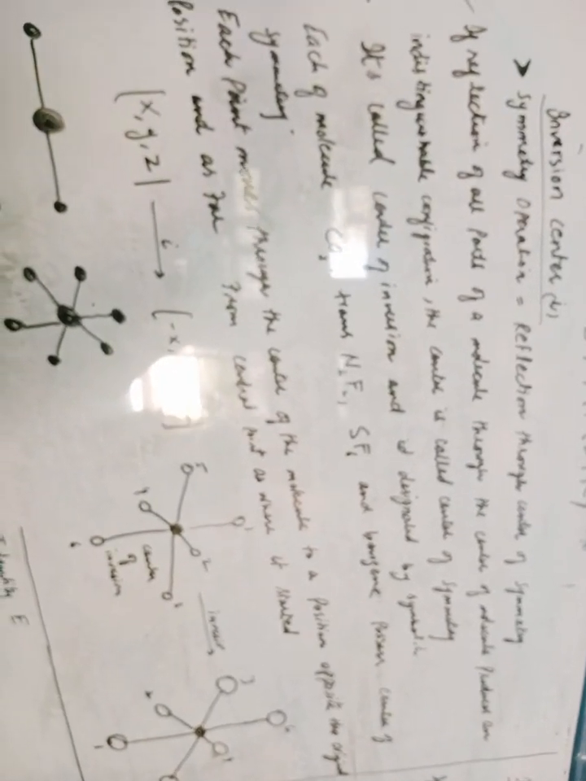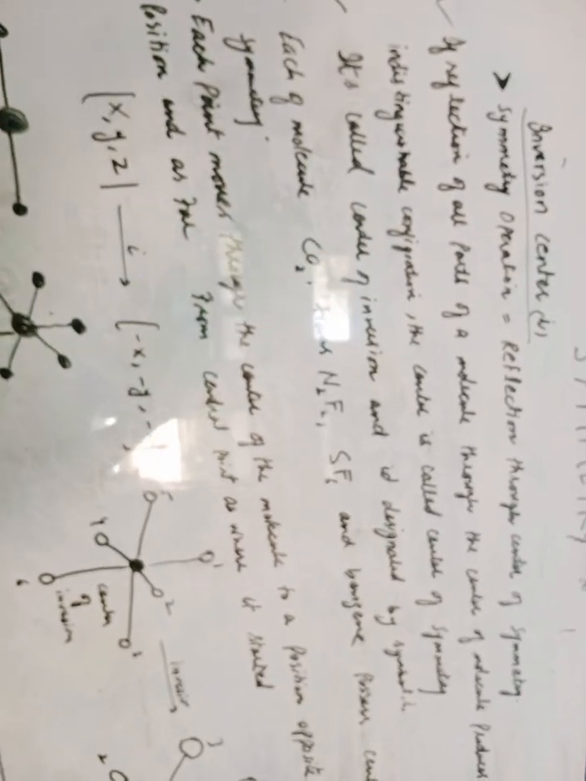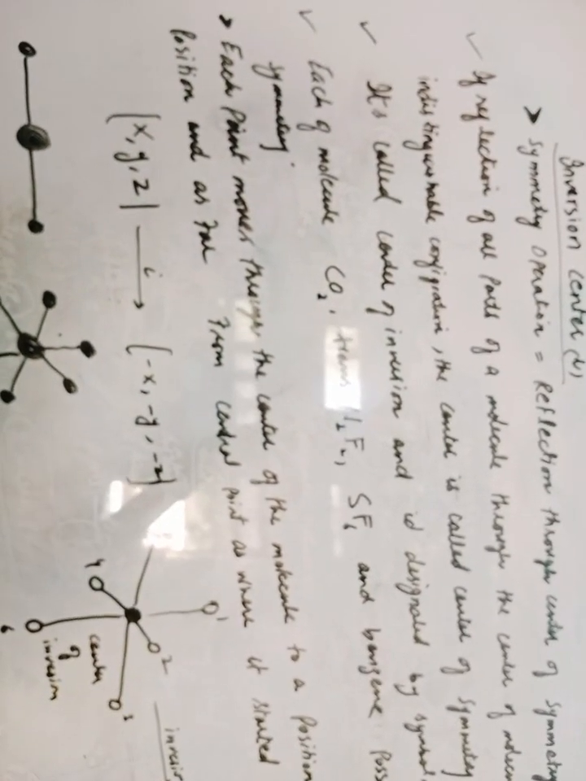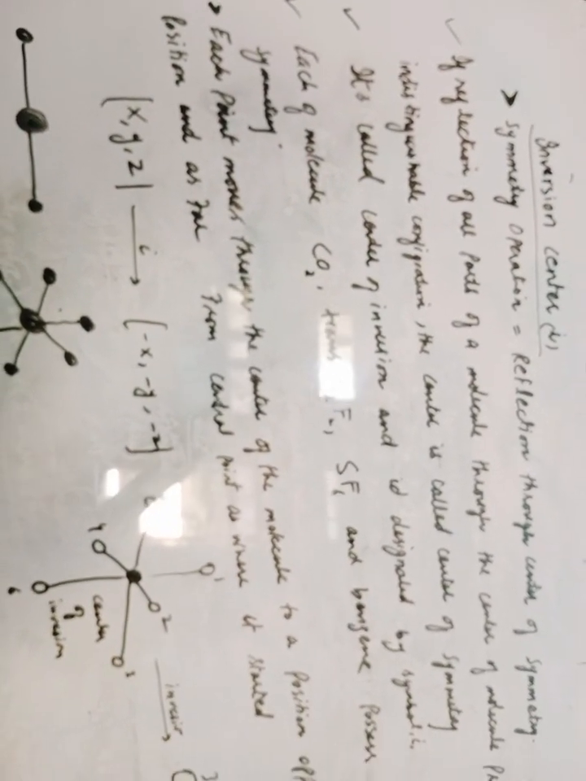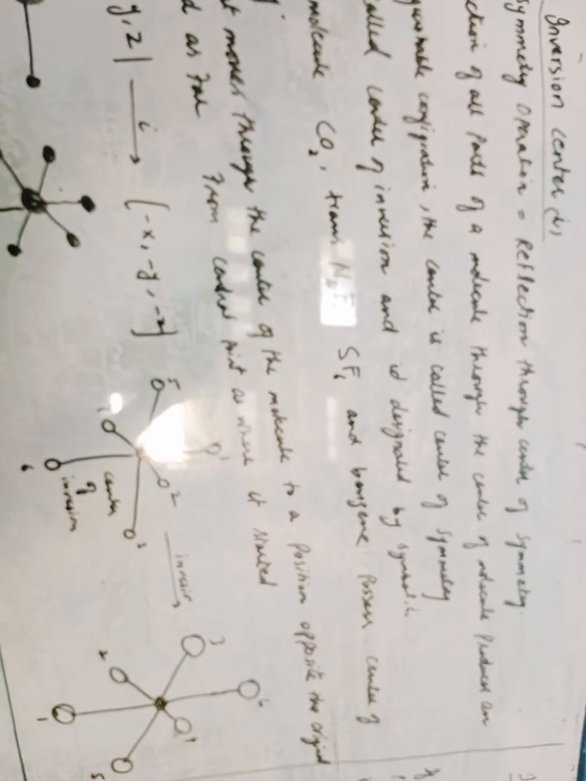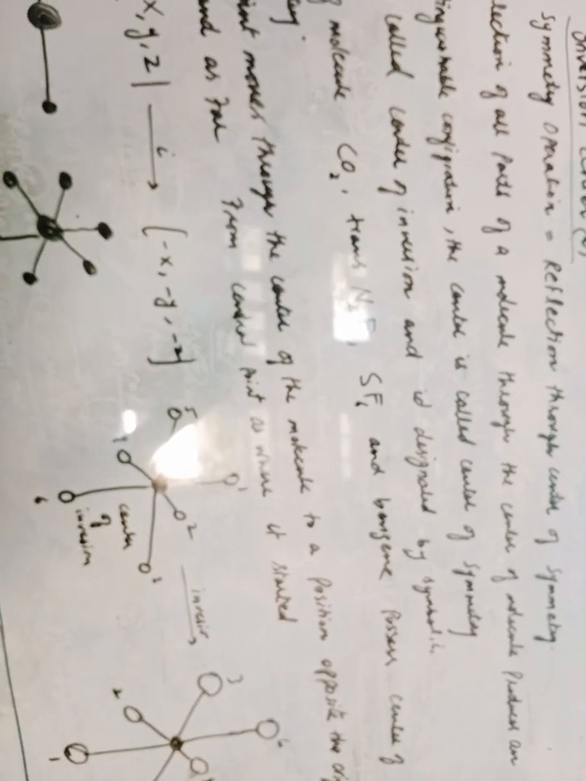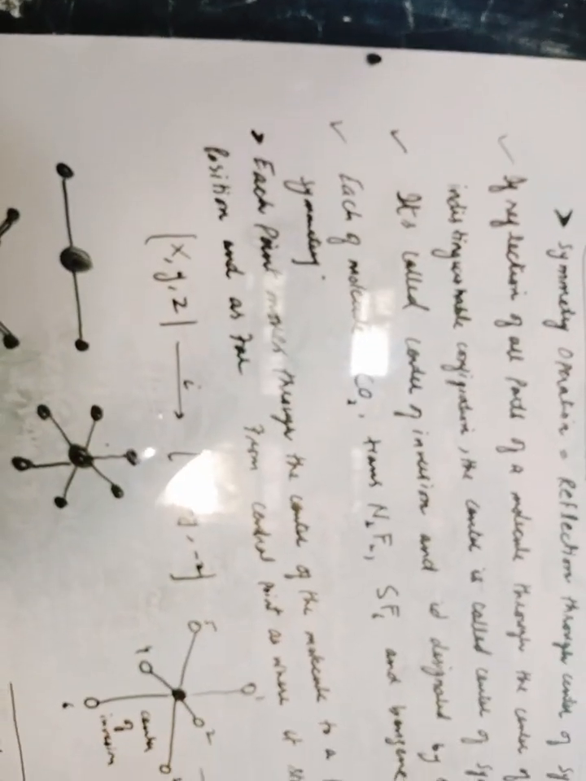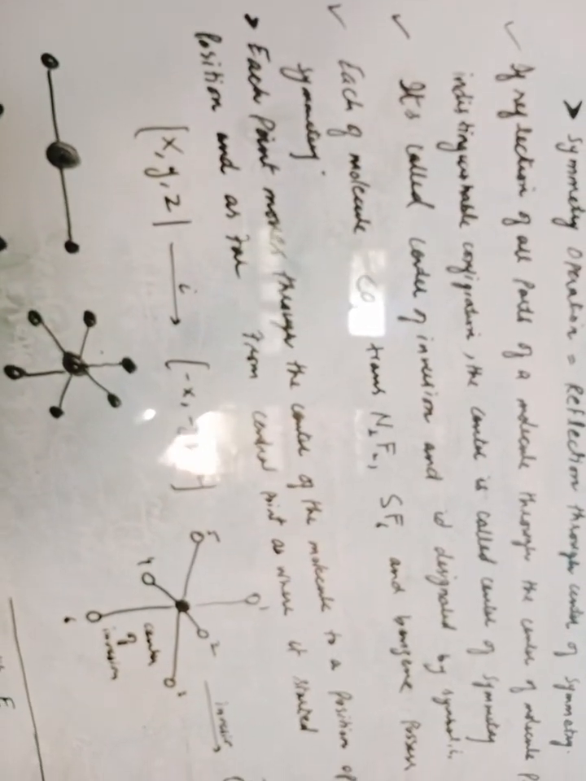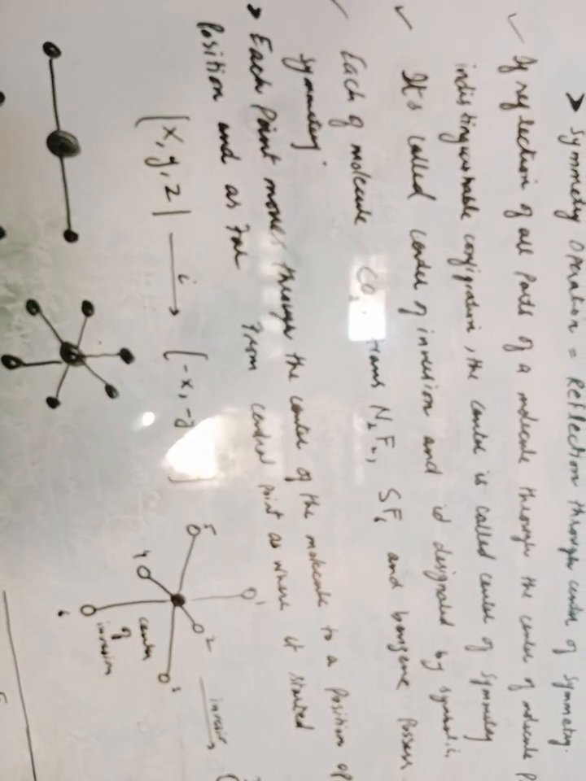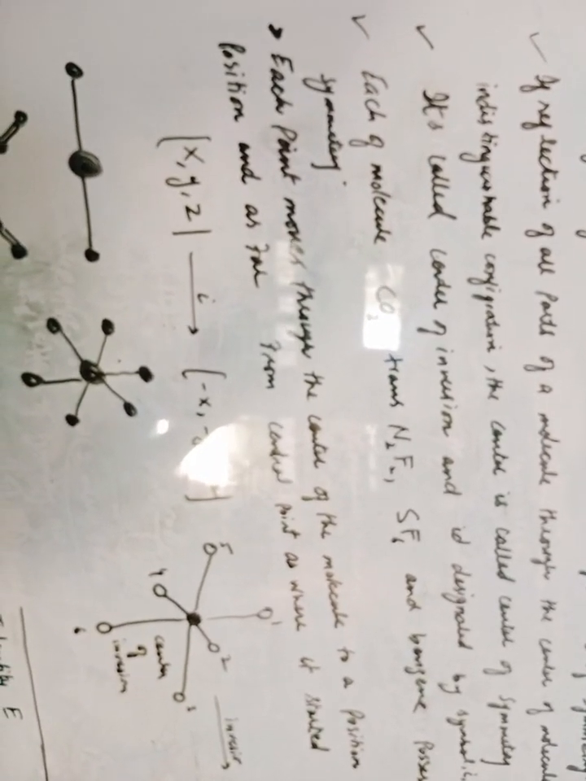already discussed in the previous lecture. And this is a symmetry operation in which there is a reflection through the center of symmetry. If reflection of all the parts of the molecule through the center of the molecule basically produces an indistinguishable configuration, the center is called the center of symmetry, or the center of inversion, and it is designated by the symbol i.